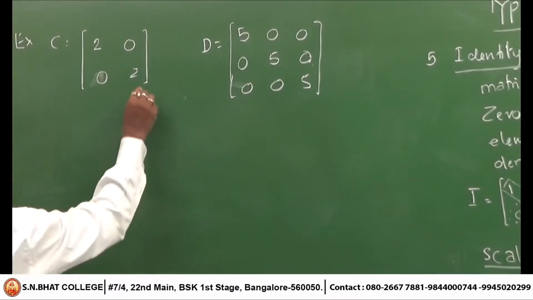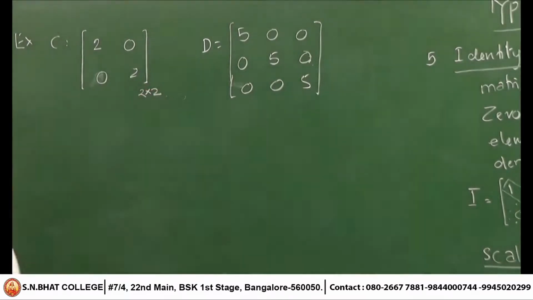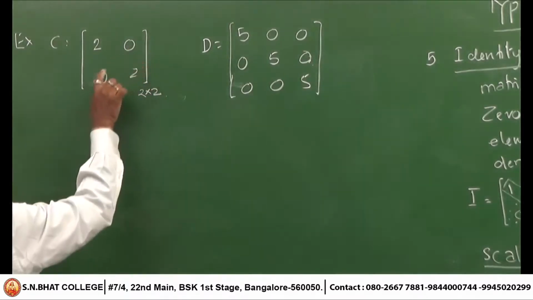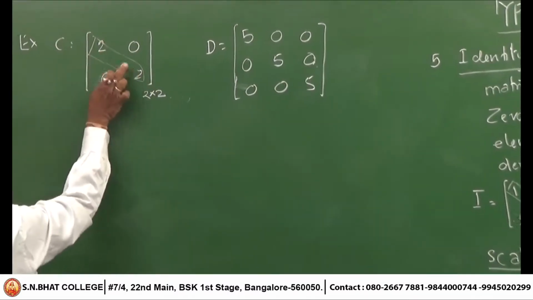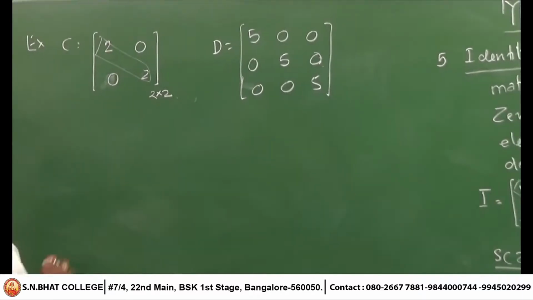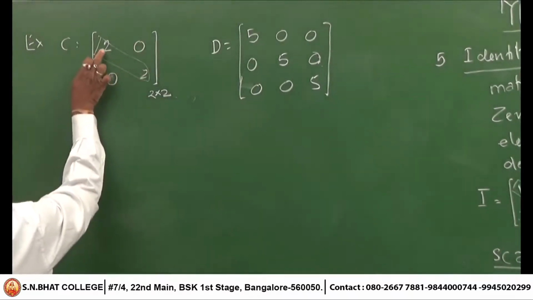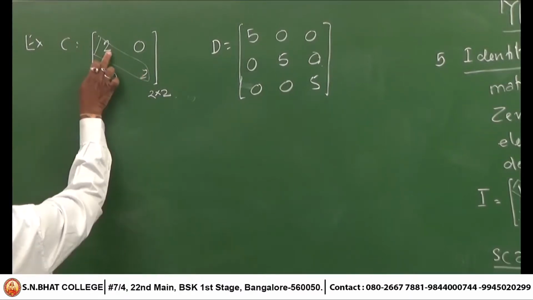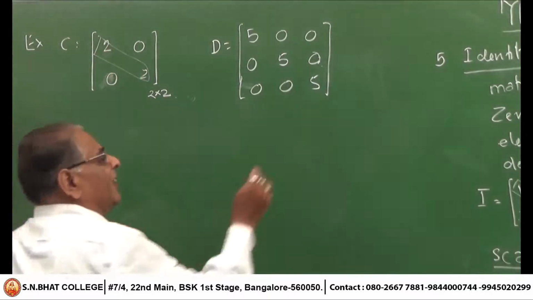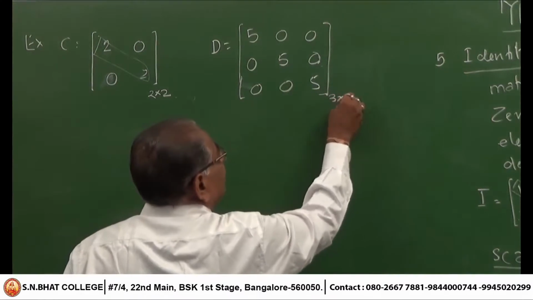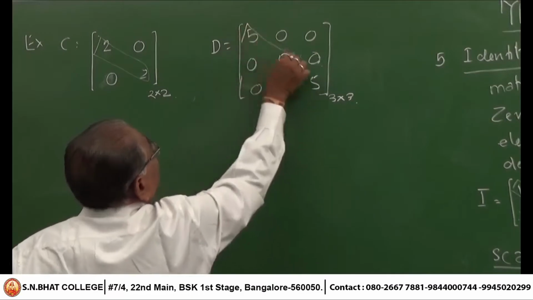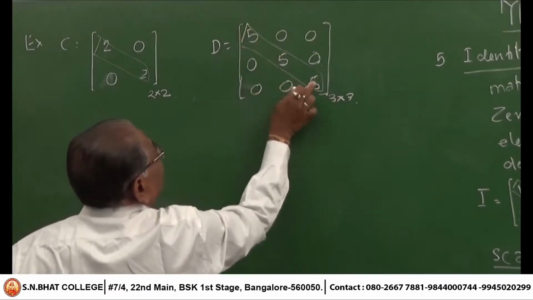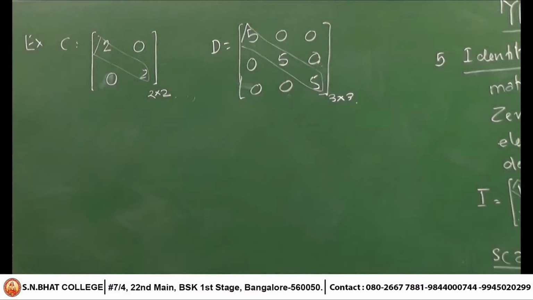It is a square matrix because the order of this matrix is 2 cross 2, in which all the elements are 0 except the principal diagonal element, which are same but not equal to 1. The second one is also a 3 cross 3 matrix. It is a square matrix in which all the elements are 0 except the principal diagonal element, which are same, not equal to 1. These two are the examples for a scalar matrix.